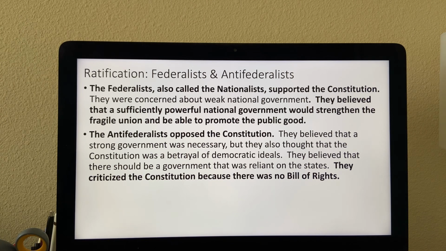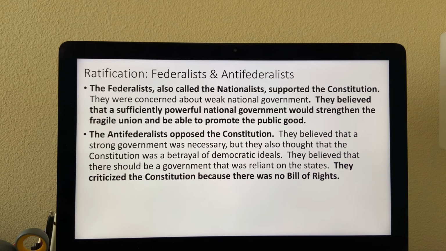that would strengthen the fragile union that we had and would be able to provide and to promote the public good. The Anti-Federalists opposed the Constitution. They believed that a strong government was necessary, but that the Constitution itself betrayed the democratic ideals that they had fought for in the American Revolution.